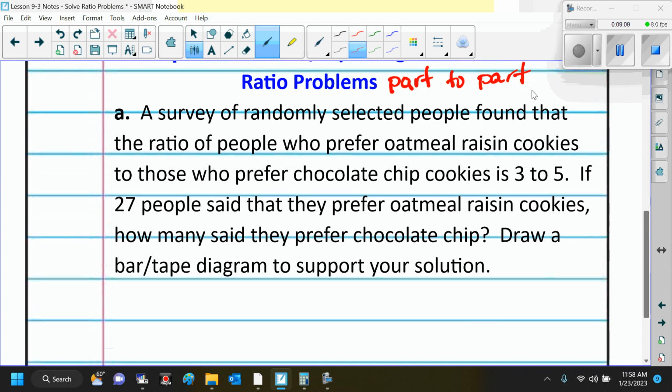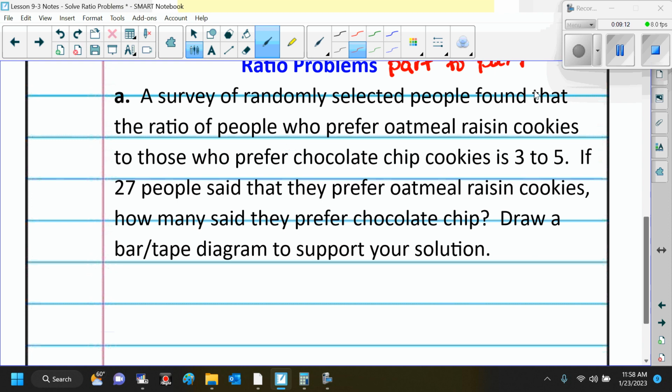So it says, oh, we already read it. So now we want to look at the rest of it. It says, if 27 people said that they prefer oatmeal raisin cookies, how many said they prefer chocolate chip? Now we want to draw a bar diagram. So the important information here is that, one, we're comparing what to what? Oatmeal raisin cookies to those who prefer chocolate chip cookies, right? So, oatmeal raisin to chocolate chip. And the ratio is 3 to 5.